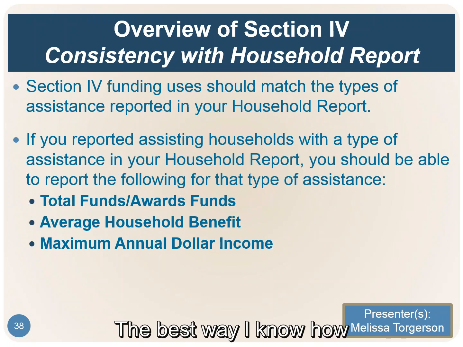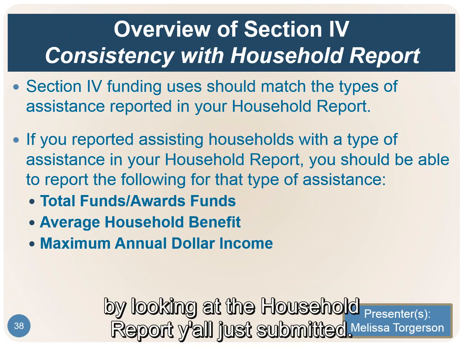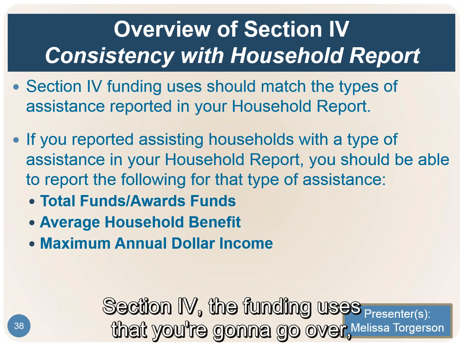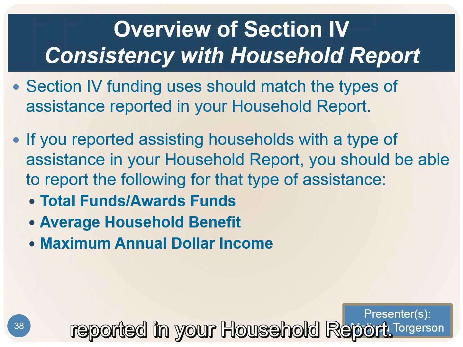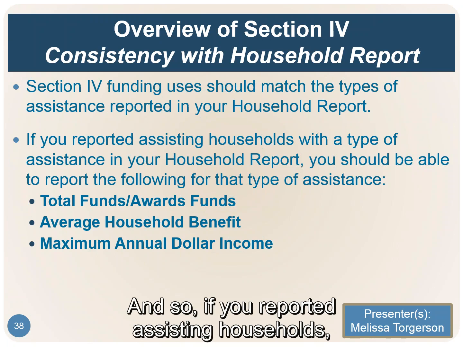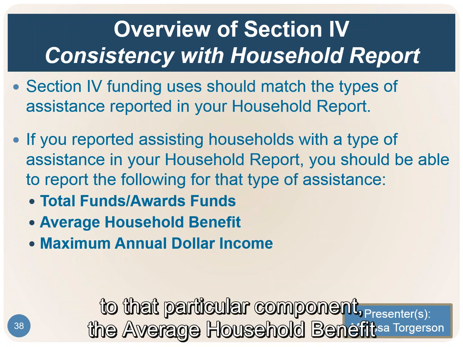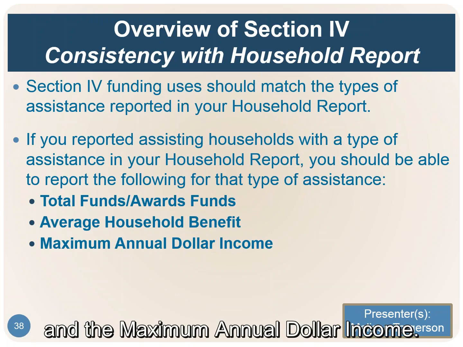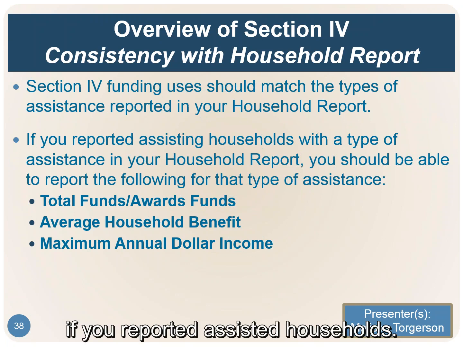The best way I know how to, as a former grantee, describe this is really to start by looking at the household report you all just submitted. Section 4, the funding uses that you're going to go over, should really match the types of assistance reported in your household report. And so if you reported assisting households, in most cases you should be able to report the total funds that were obligated to that particular component, the average household benefit, and the maximum annual dollar income. There are some exceptions, but in most cases we'd want to see figures in those fields if you reported assisted households.